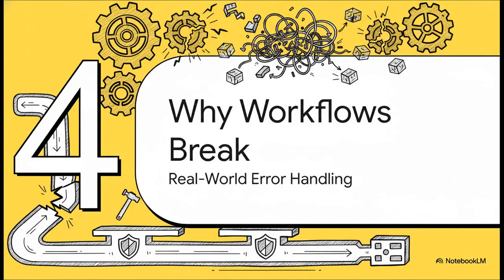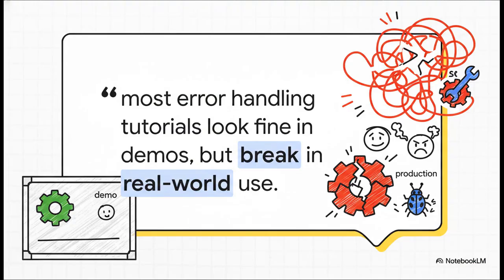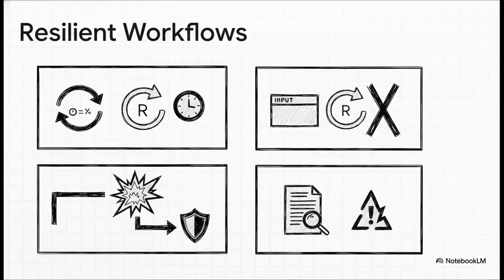Now, building the happy path is easy, but we all know that in the real world, APIs fail, data gets messy, and things break. So let's talk about building workflows that don't just work, but are actually resilient. This quote from a developer on Reddit is just pure gold because it's so painfully true. Error handling in a demo is simple, but error handling in production, that is a completely different beast. So here are some hard-won lessons, straight from the trenches.